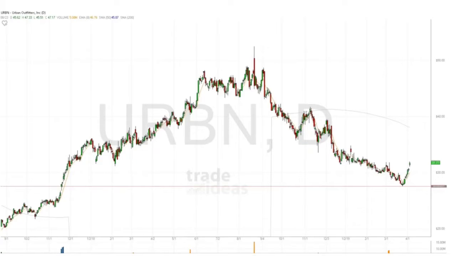So there's trends on both sides, and you can see how much easier it would be to have bought Urban Outfitters as it broke out there and just rode it up, and then shorted Urban Outfitters somewhere in this area and just ridden it down, as opposed to trying to buy and sell and buy and sell and buy and sell through there.